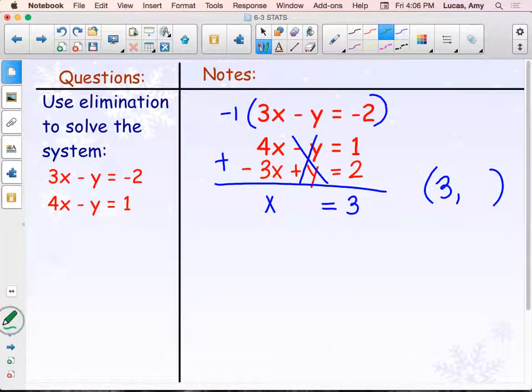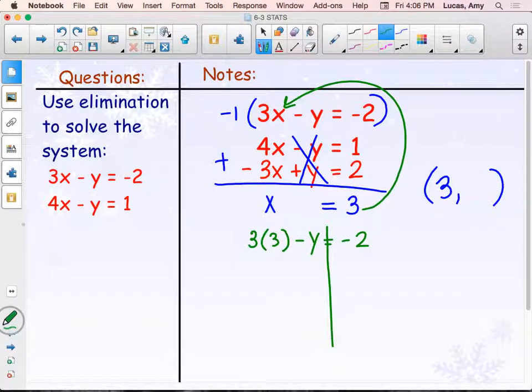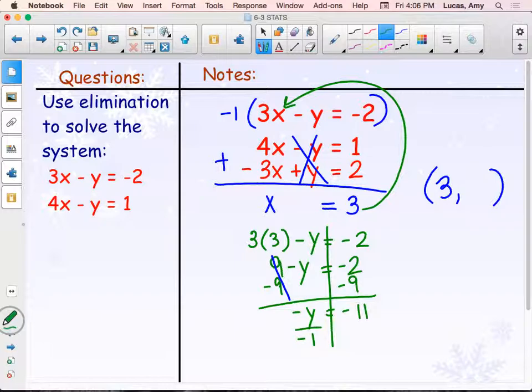I'm going to go back to one of my originals with that 3. So 3 times 3 minus y equals negative 2. 9 minus y equals negative 2. Subtract 9. So negative y equals negative 11. And then divide by negative 1. So y equals 11. So (3, 11) is my solution.